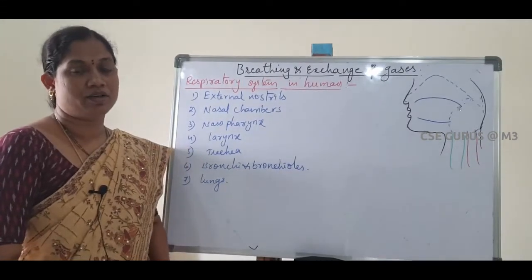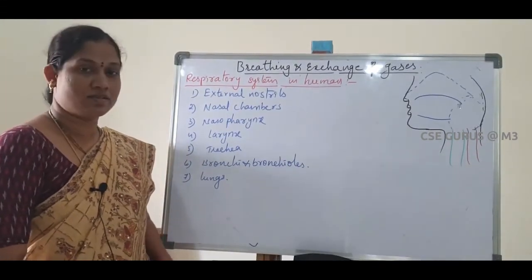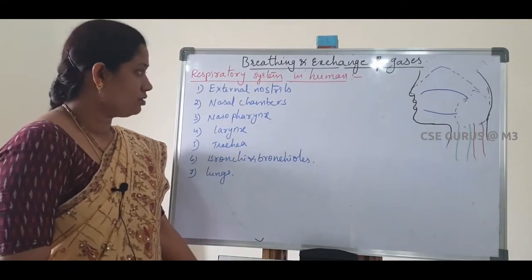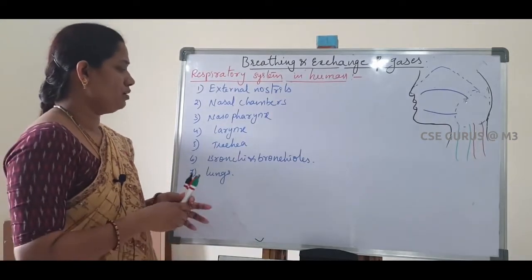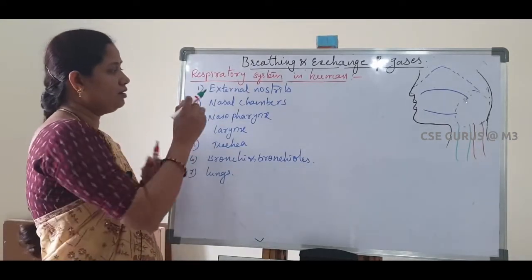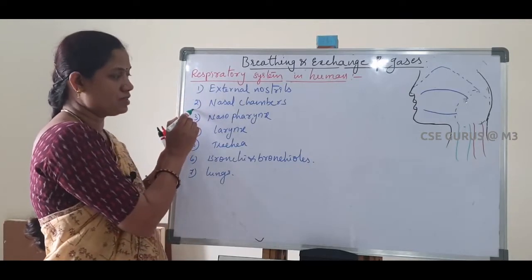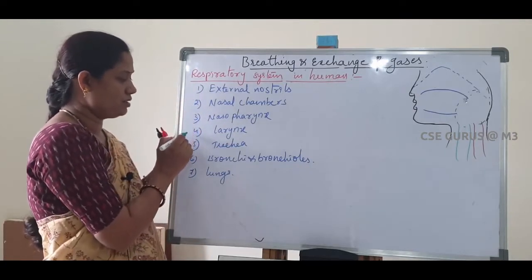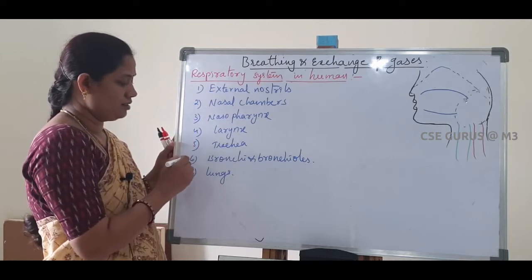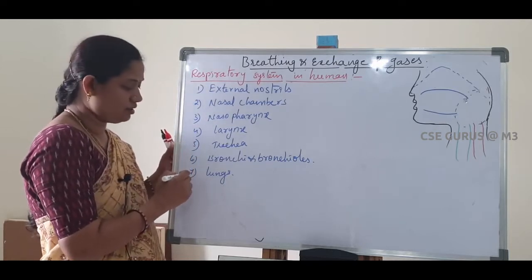Hello students, today I am going to teach about the respiratory system in human being. In the respiratory system of human being, these parts are present. They are external nostrils, nasal chambers, nasopharynx, larynx, trachea, then bronchi and bronchioles and lungs.